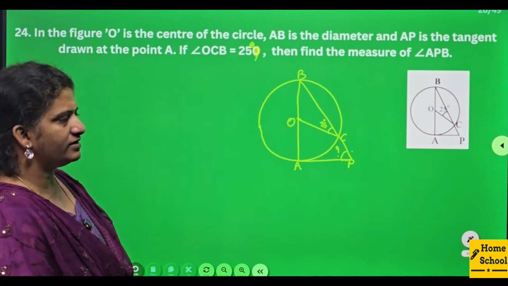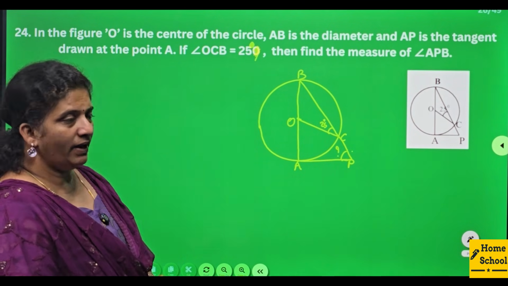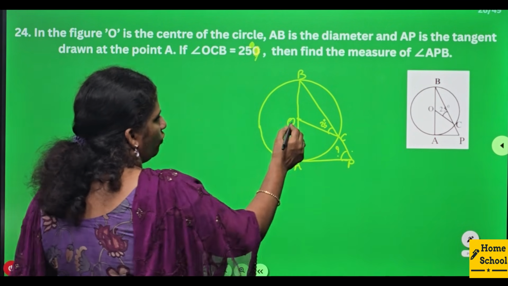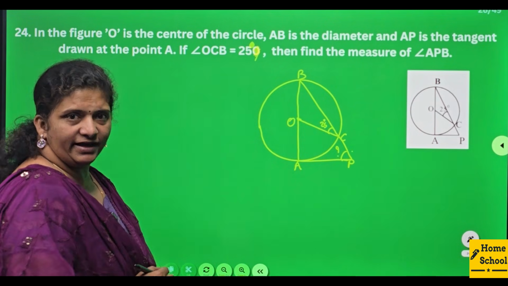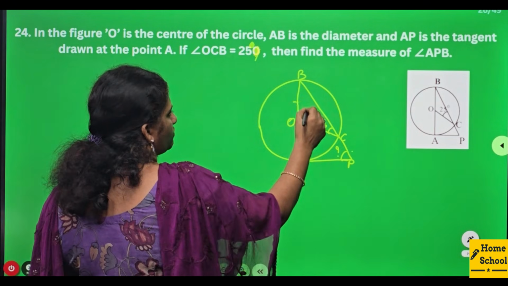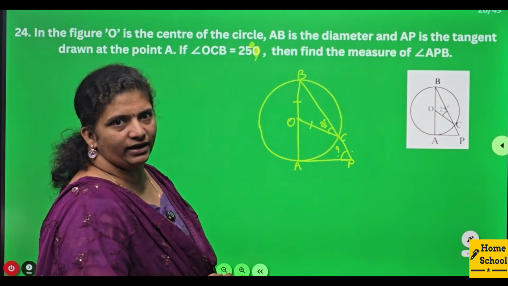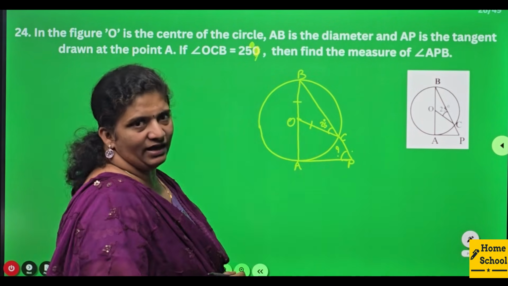How do you calculate this? By observing the figure it might be difficult, but observe carefully. If O is the center, OB is a radius, OC is also a radius, right? Both radii are the same. Then you can see an isosceles triangle. If two sides are equal, then their opposite angles are equal.